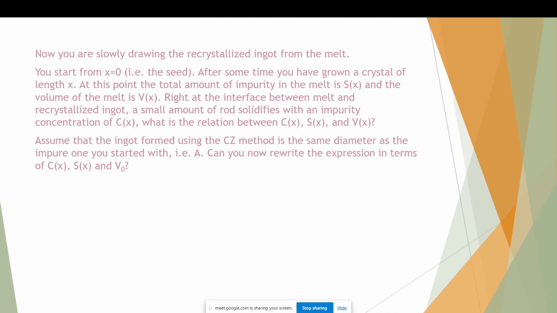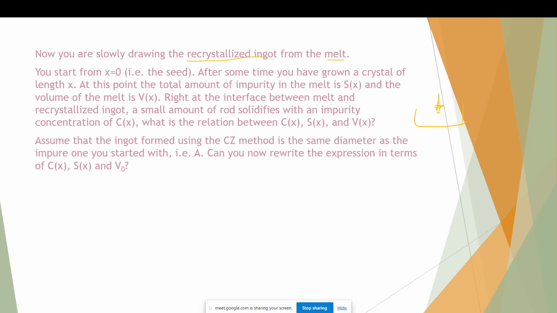So, the next part. Now, what we are doing is we have the melt, and we are doing the recrystallization of the ingot. Here we assume that the area of the ingot remains the same as the area of the rod. That is an assumption just for simplifying the calculations. You can think of it like we are pulling it at a rate so that the area remains the same as the original ingot. Now we are slowly drawing the recrystallized ingot from the melt.